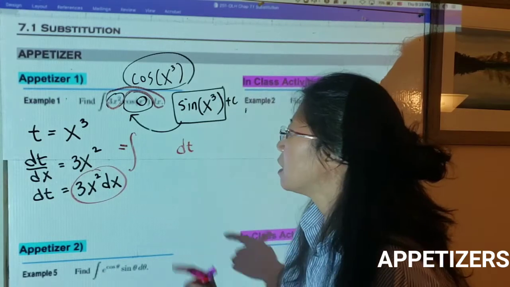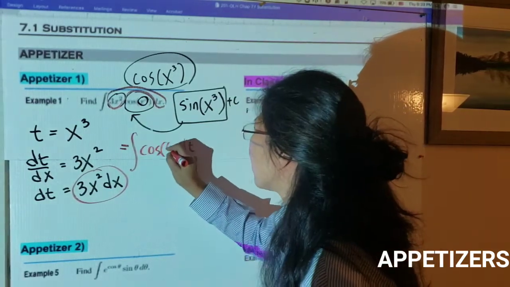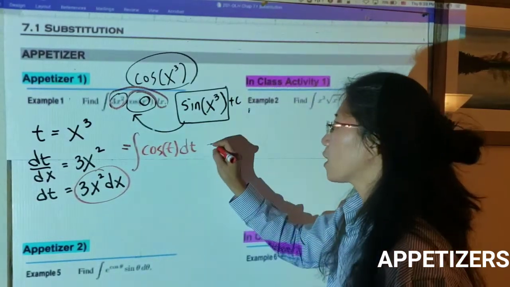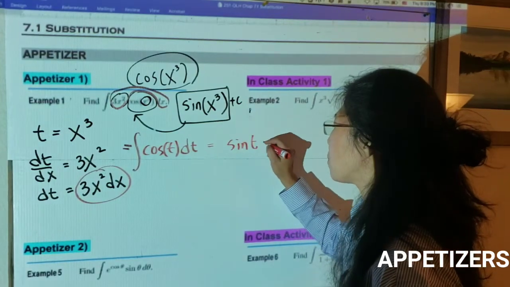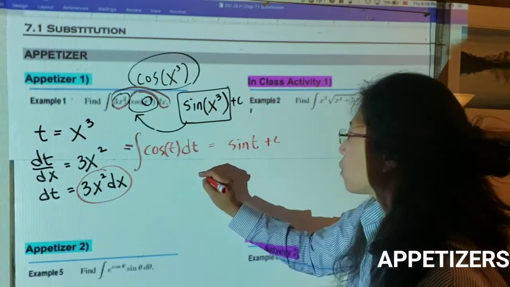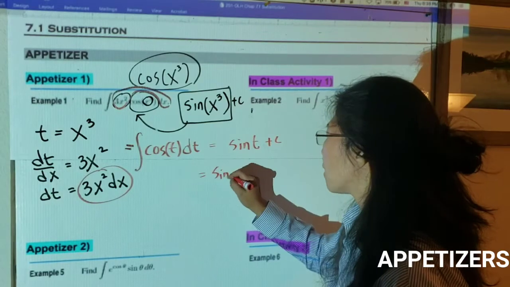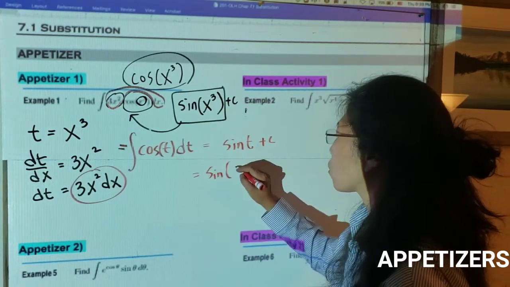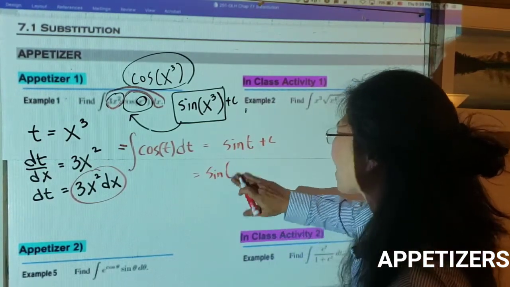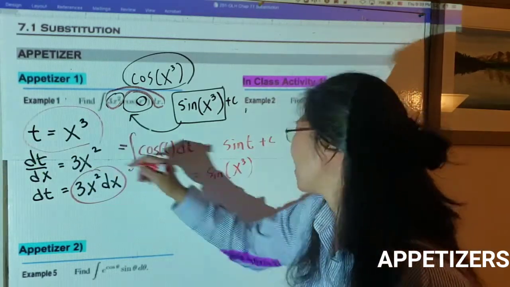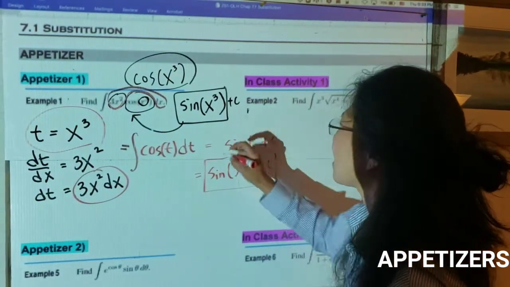Just keep puzzling. Then I have cosine t, which is easy to take the integral of, which is sine t plus c. So I'm almost done. From here, you can substitute back. So sine t, and t was, oh no, x cubed, right? t is x cubed, so from here, plus c, I get exactly the same answer.